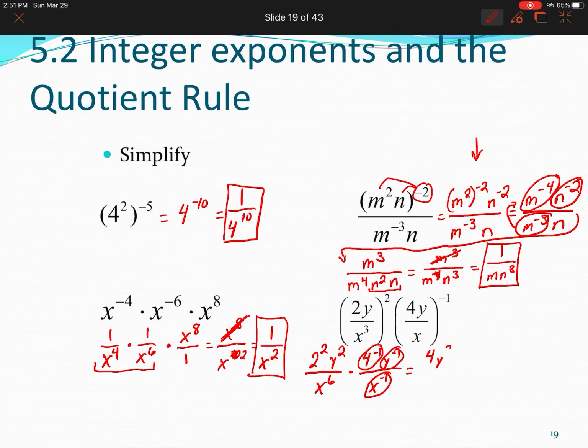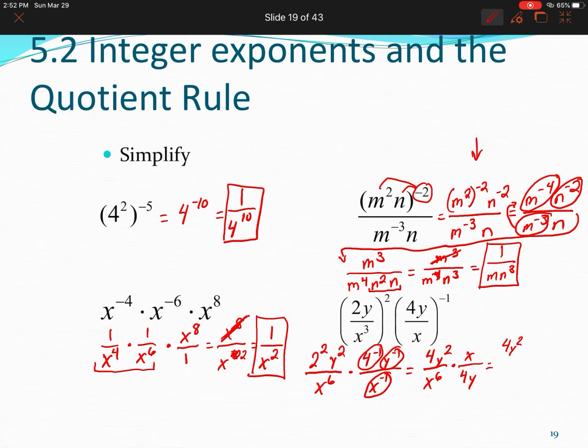So now we need to get rid of the negative exponents. So this 4 to the negative first, y to the negative first, and x to the negative first, they're all going to get moved to the opposite place. I am going to go ahead and square the 2. So 2 squared is 4. And then we have y squared. And on the bottom we have x to the sixth. And then in this other fraction, everything's getting flipped. So the x to the first goes to the top. 4 and y both go to the bottom.